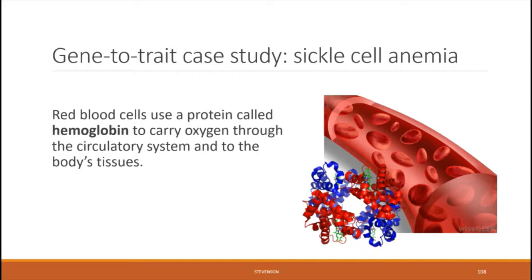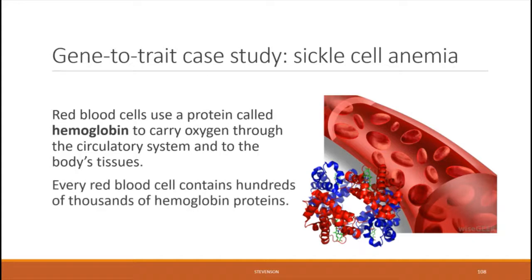The inherited mutation that we'll talk about is the mutation that causes the disease sickle cell anemia, which we've referenced several times before. Sickle cell anemia is caused by a mutation in the protein hemoglobin, which is responsible for the very important job of carrying oxygen through your circulatory system from your lungs to all of the body's tissues. Every red blood cell carries hundreds of thousands of these hemoglobin proteins, so they make up a very significant part of the interior of the cell.